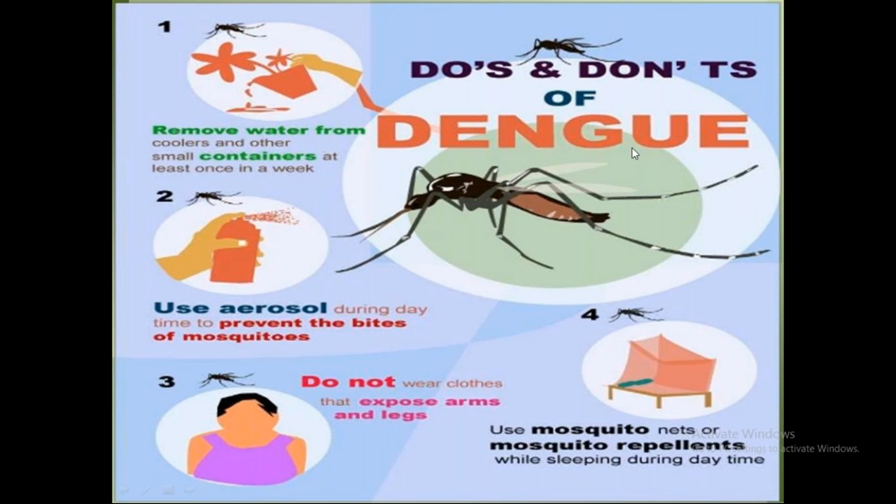What are the do's and don'ts of dengue? All of you know, remove the water from coolers regularly and other small containers where water is stored, at least once in a week. Proper disposal of used coconut shells is also very important. Nowadays people are drinking coconut water, so all should be disposed of carefully. Use aerosols during the daytime to prevent bites, because these mosquitoes usually bite in the daytime only. Do not wear clothes that expose arms and legs, as there is more chance of mosquito bites. And regular use of mosquito nets and mosquito repellents is very important to prevent dengue fever and other arthropod diseases.